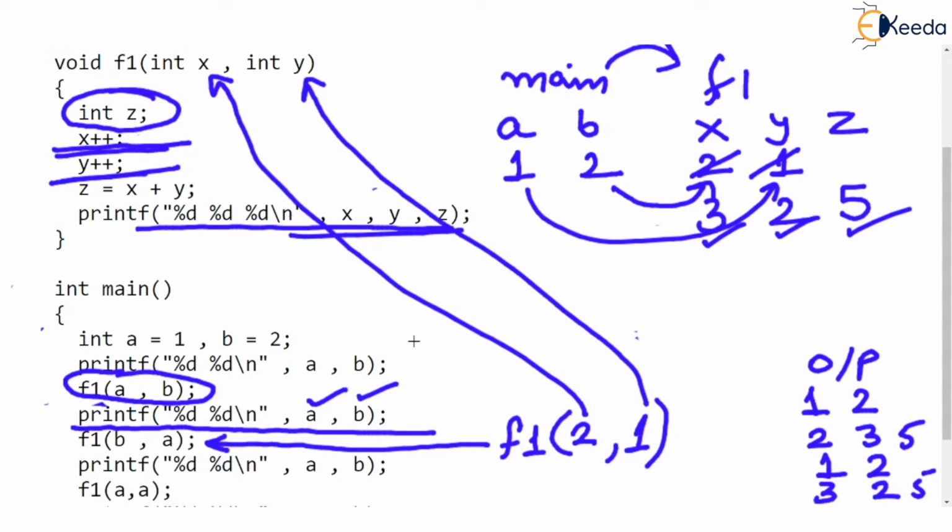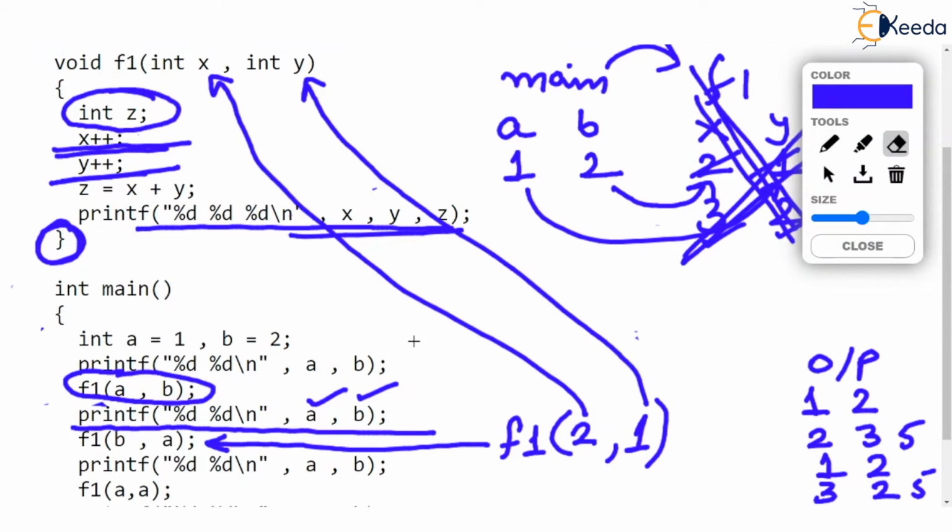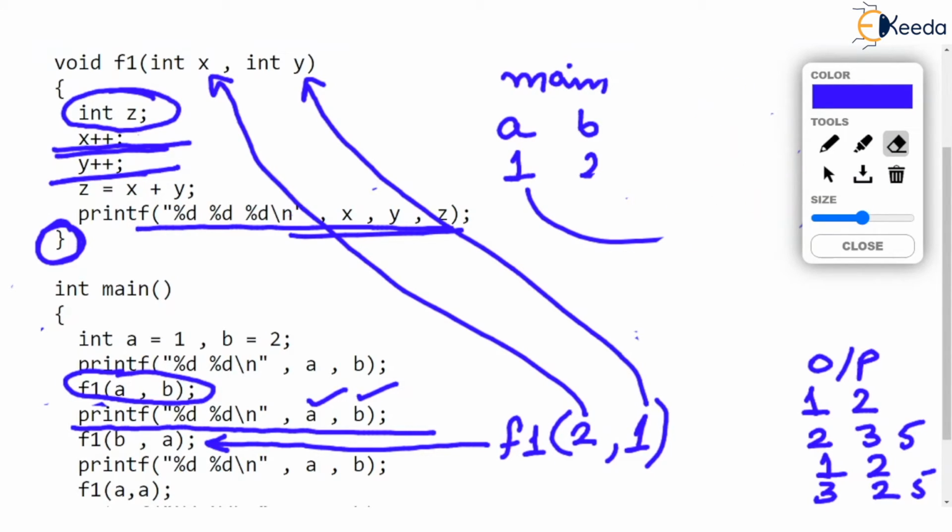Okay, but now the function is again getting finished. So whatever local variables and local parameters that were declared will come to deletion and we will come back to main. And you also remember main will have its variables unchanged. So when the function ends for the second time, value of A is still 1 and value of B is 2. I hope you are understanding.